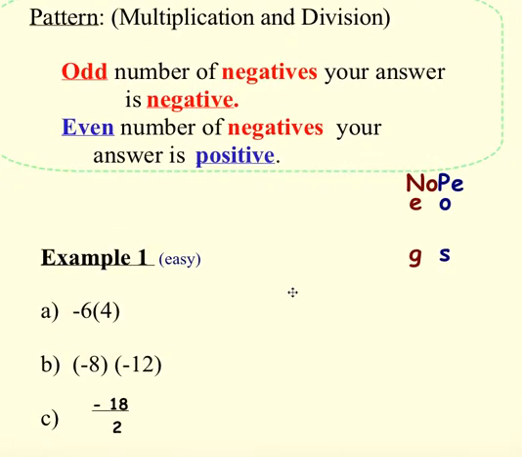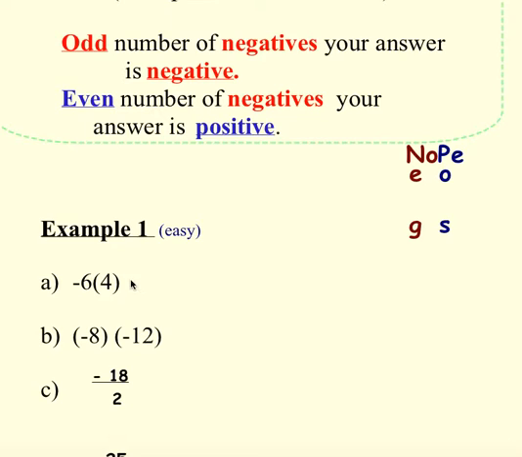So let's see how you do with some of these easier questions right here. If I start off with this question, negative 6 times 4, since they are next to each other, that means multiplication. So I do know that the answer is going to be 24, but I'm not sure if it's negative or positive. I only notice one negative, so my answer has to be negative.